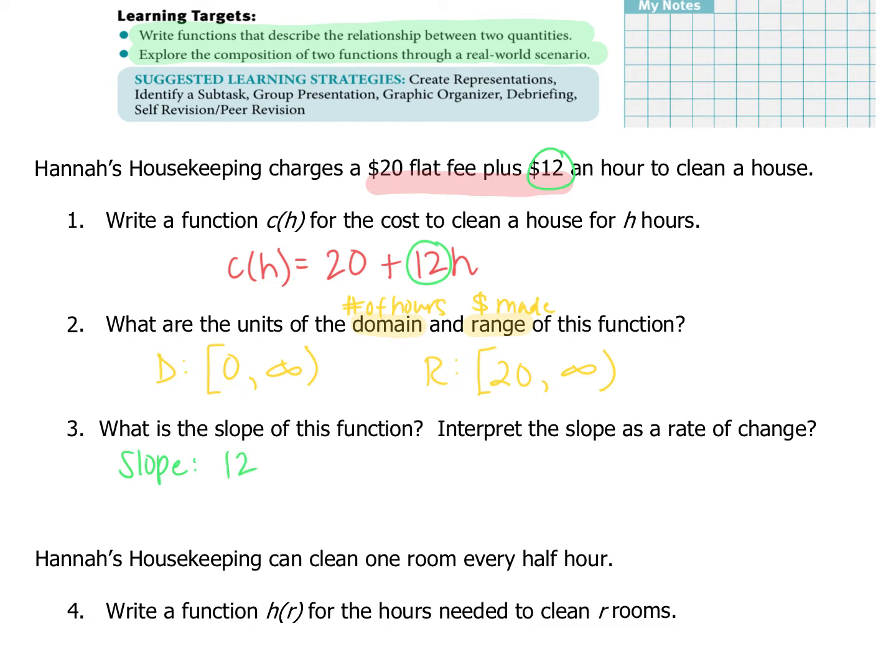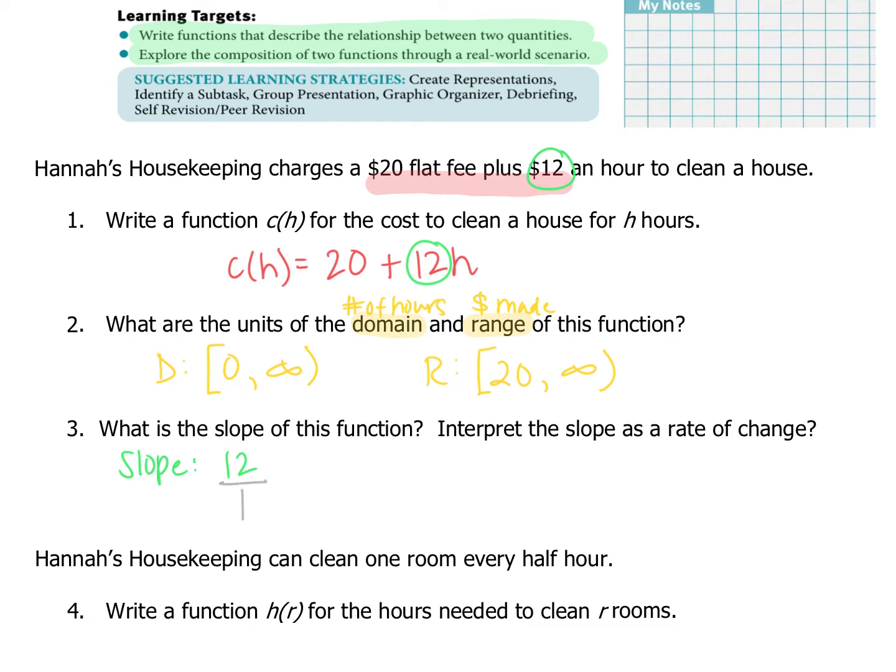Now, thinking back to our Algebra 1 class, a lot of the times for our slope, we saw it as a fraction. And right now you're probably thinking, what? It doesn't look like a fraction, it's just the number 12. Think about how I could put that 12 over 1.